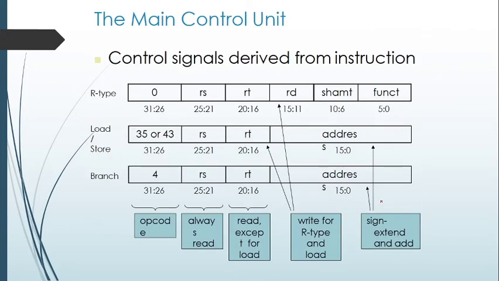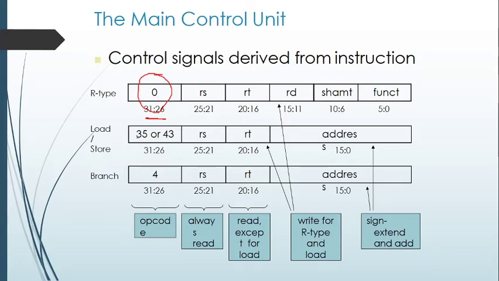So this is your main control unit. What are the inputs to the main control unit? Like I said, it's just a simple black box with an input, the opcode field. This is the opcode field, the last 6 bits, bit number 26 to 31. These 6 bits are the opcode field that decides which instruction it is.